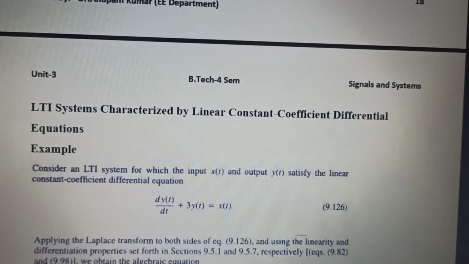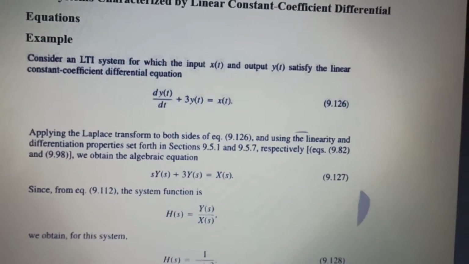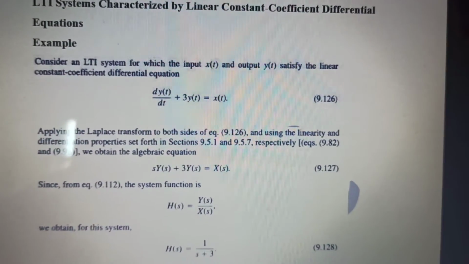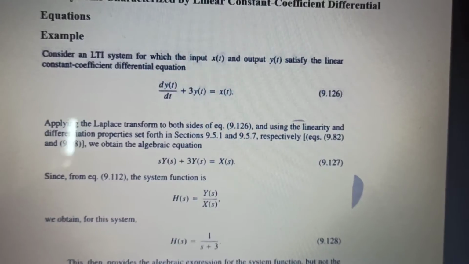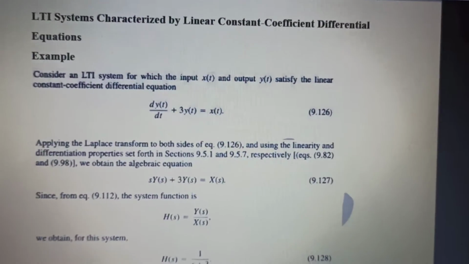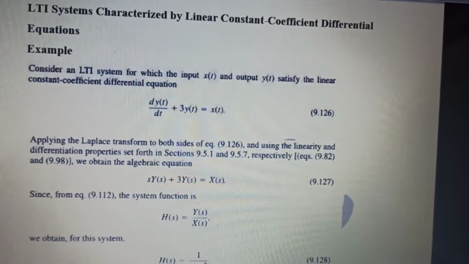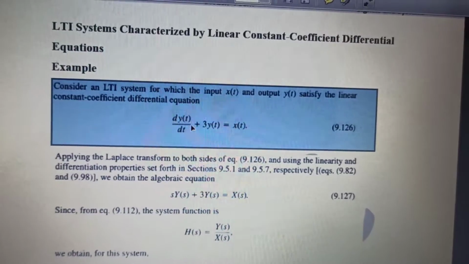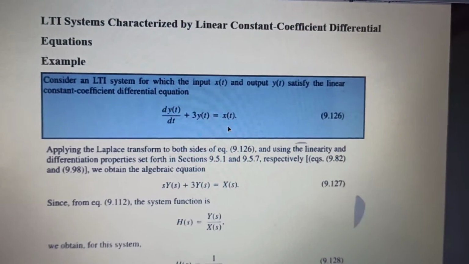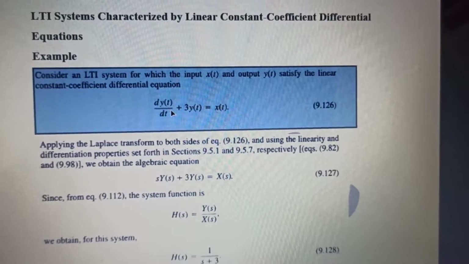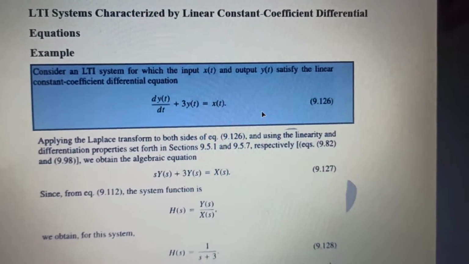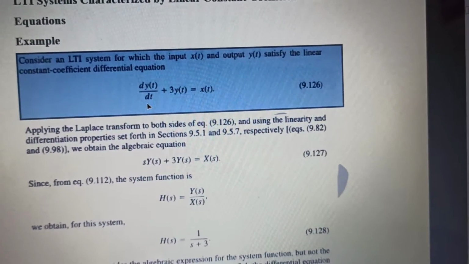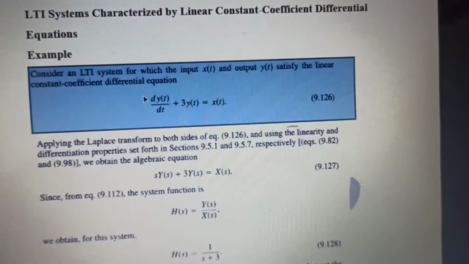But let's have a look at this. Consider an LTI system for which the input is x(t) and the output is y(t), and the input and the output satisfy the below mentioned differential equation. It means that this differential equation is satisfied. Okay, it is a linear differential equation because of the relationship of y with x(t). The coefficients of y(t) and dy/dt are constant, in this case 3 and 1.